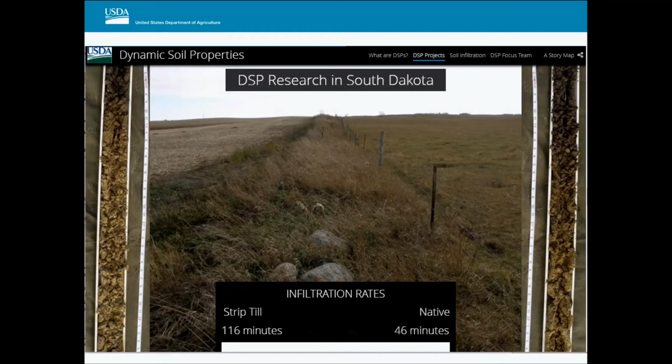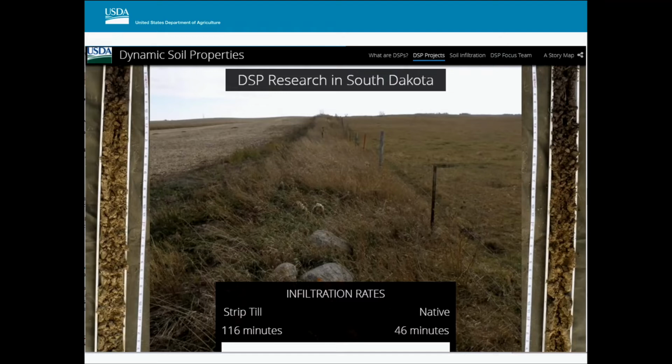And so the left-hand side of the screen is strip till. Show of hands, strip till is like, they're just tilling where they're putting the seeds, basically. So it's what they call reduced till over conventional tillage. Versus the other side is native grasses, and it's grazed. And so you can see that the strip till, it took 116 minutes for 1 inch of water to infiltrate. And then the native grasses, it took 46 minutes.